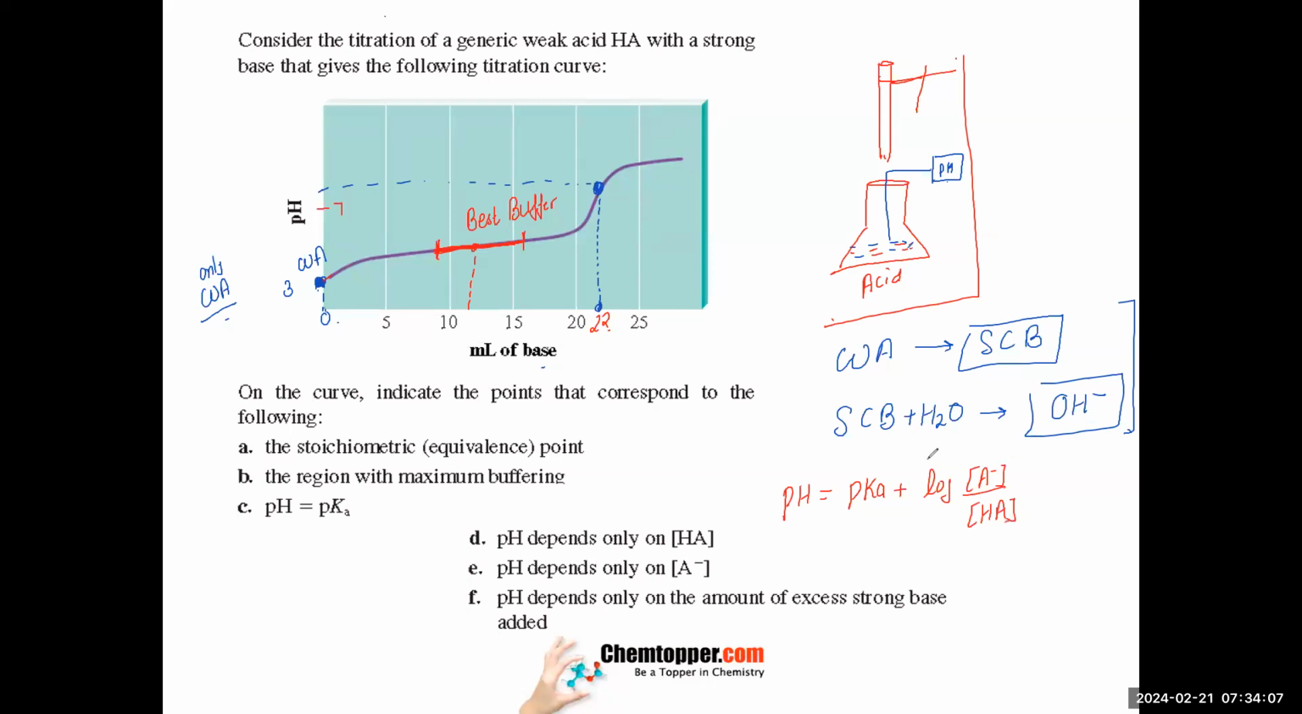At the half equivalence point, what happens? Half of the acid is neutralized. So the concentration of HA which is left and the concentration of HA which is converted to A minus are equal. Half of the acid is neutralized. So this is log 1. So the best buffer is pH equals pKa.